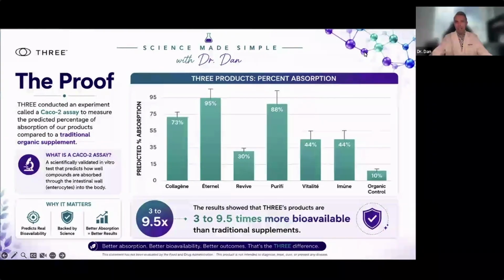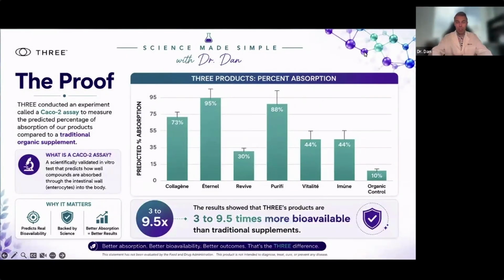So what you can do is you can actually make a cell membrane through a really cool technology. And then what we do is we place our ingredients on top of that cell membrane, and then using analytical instruments and a technique called spectroscopy, we can actually detect what percentage of the molecules on the outside of the cell membrane are able to get through to the inside. And that's how we calculate percent absorption.